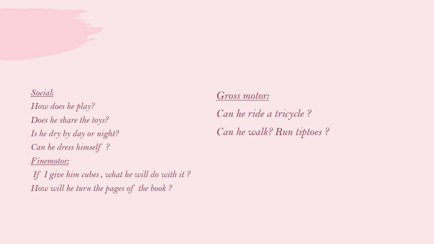These questions you need to ask according to the age of the child. So please don't ask, for a 1-year-old child, can he ride a tricycle? Instead you can ask, can he stand? So you need to put two to three relevant questions to cover the other domains. So this is all about the history of presenting illness.